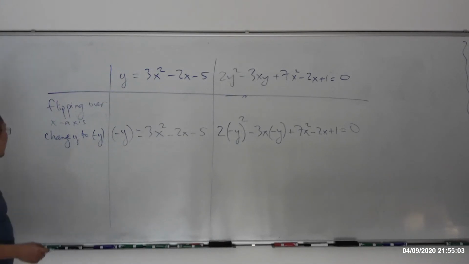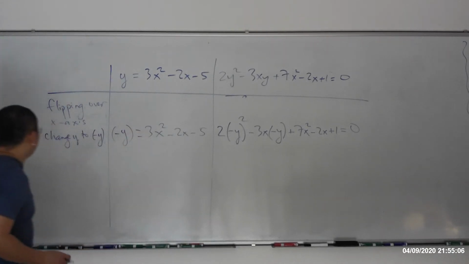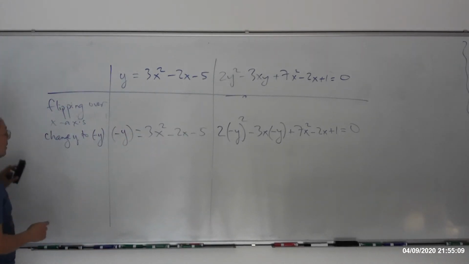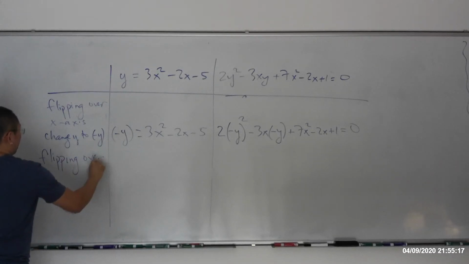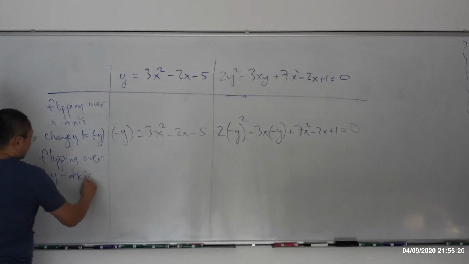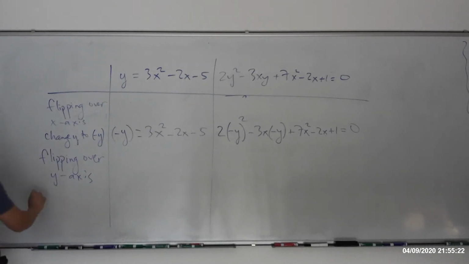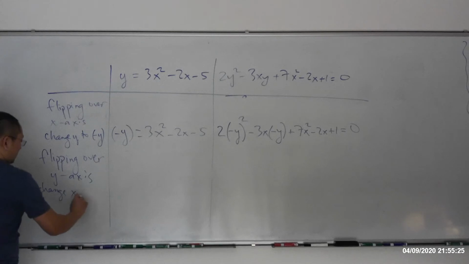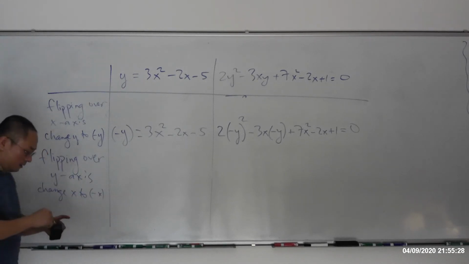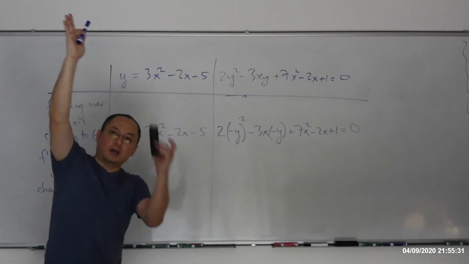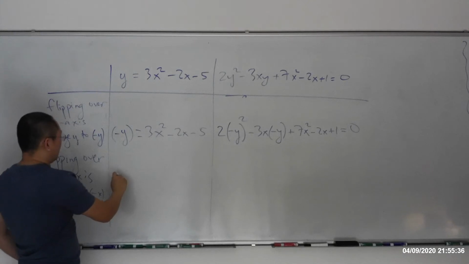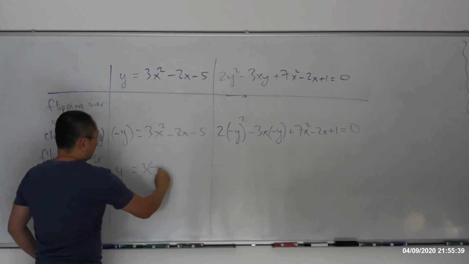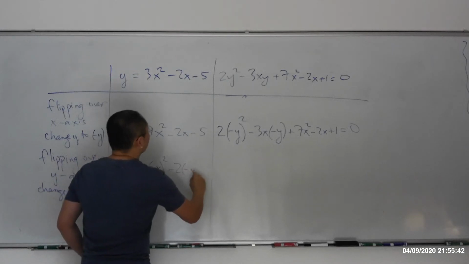And similarly, what if you want to flip over the y-axis? Okay, flipping over the y-axis. By similarity, you know what to do. What you need to change is you change x to negative x. See? This is my y-axis, right? X flipped over becomes negative x. Alright, so my new equation is going to be this. Y equal to 3 times negative x squared minus 2 times negative x minus 5.